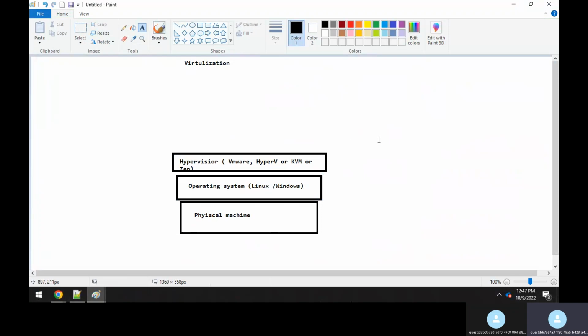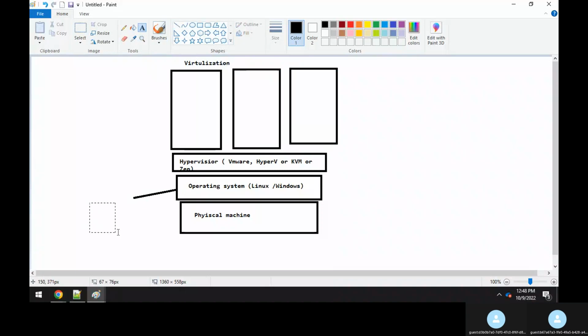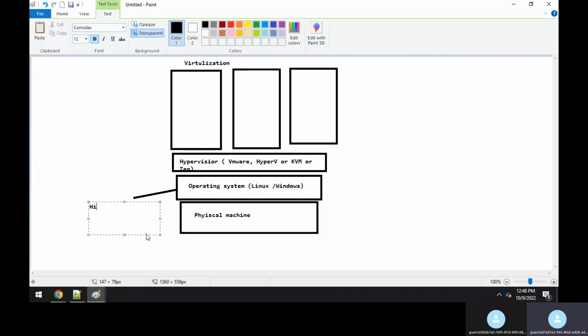So on top of this hypervisor, what we used to do is create VMs like this. This is the virtualized OS we used to create. This we call a host operating system.